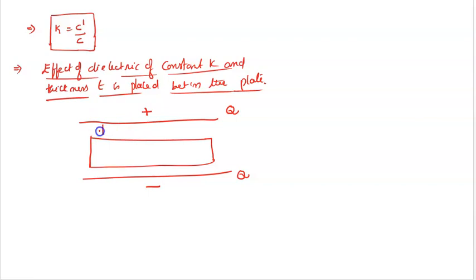So here the electric field intensity is like this, in this direction, from positive to negative. The separation between the plates of the capacitor is D. The electric field intensity in air is, let it be E0, and the electric field intensity inside the dielectric of constant K and thickness T is opposite to the field E0, let it be E bar, that is equal to E0 by K.